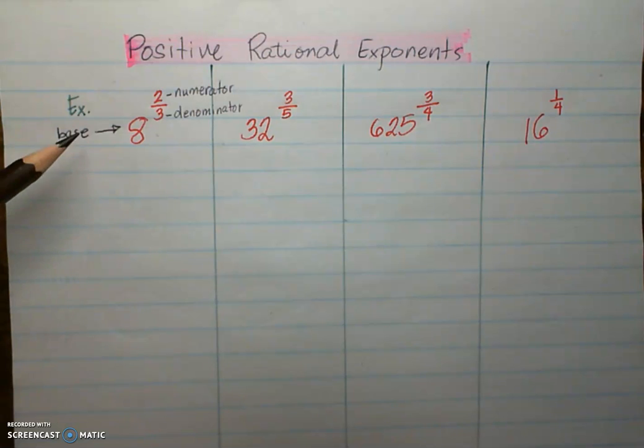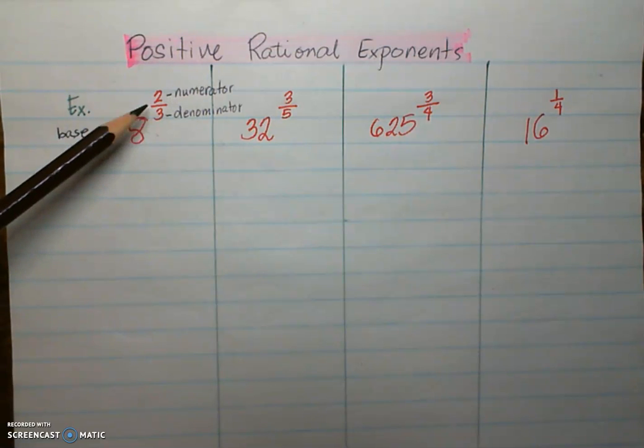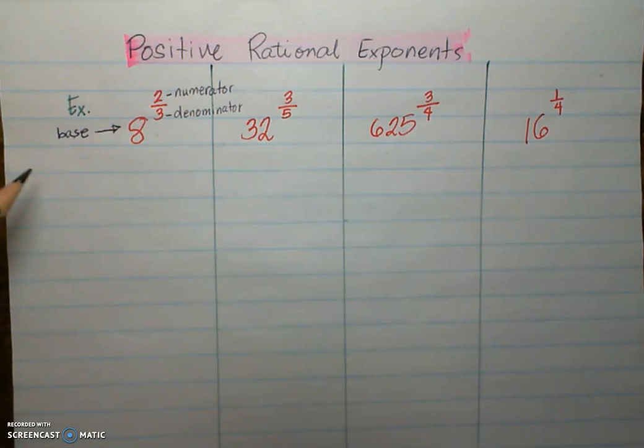On our exponential form, this right here is called the base, and this is your exponent. This is your rational exponent. On the rational exponent, this is your numerator and this is your denominator. So let's go ahead and see where those parts fall into when changed into radical form.